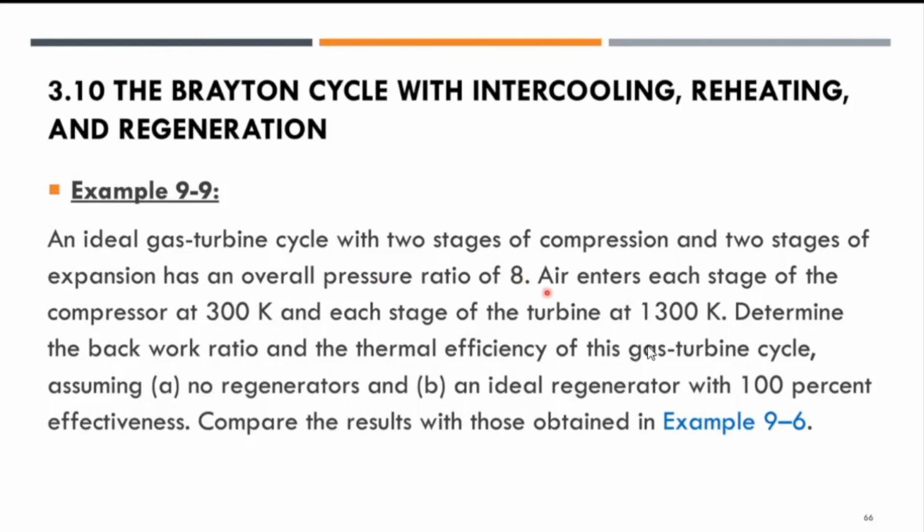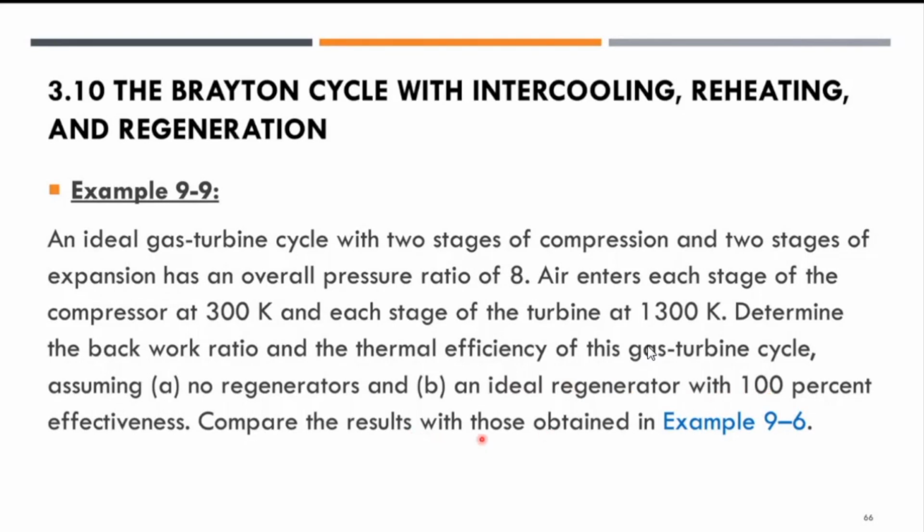Air enters each stage of the compressor at 300 Kelvin and each stage of the turbine at 1300 Kelvin. You have to determine the back work ratio and then the thermal efficiency of this gas turbine cycle. We assume no regenerator and ideal regenerator. There are two situations here. One, without regenerator, and then another, case B, with ideal regenerator of 100% effectiveness, right? Where epsilon equal to 1.